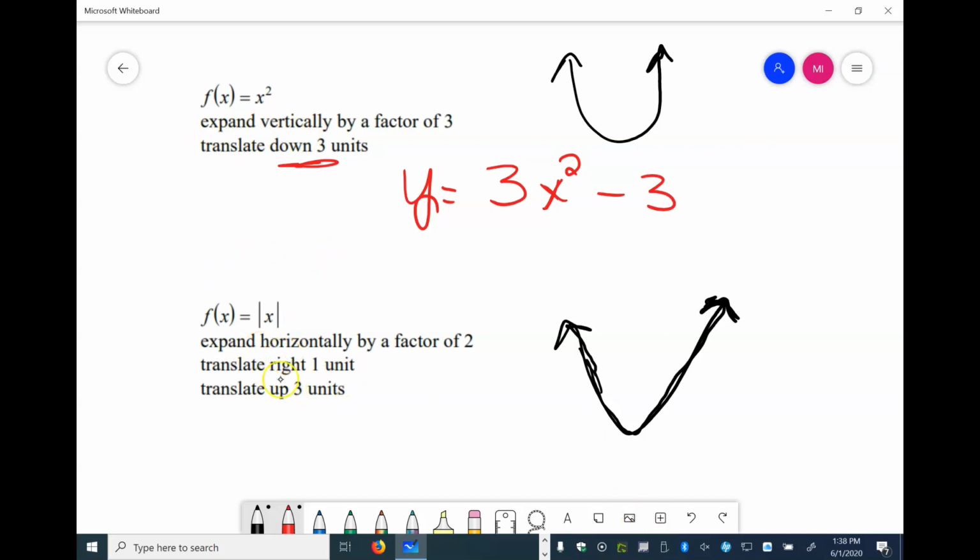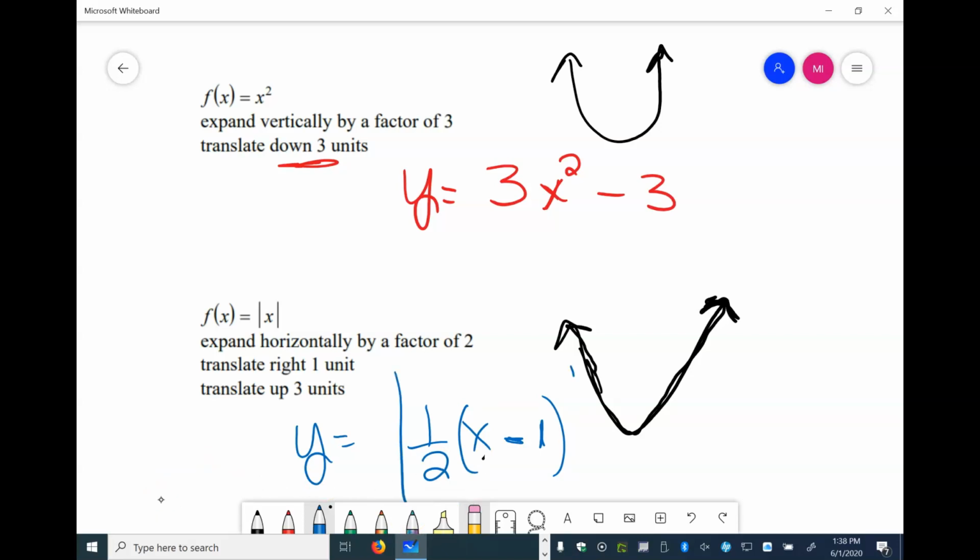So over here, for this one here, I'm going to have my y equals. And this time, I'm going to expand horizontally, this time a factor of 2. That means it has to be on the inside with the x. So a factor of 2 is going to be the 1/2 x, and then I'm going to put this also in parentheses. And then we're going to go to the right one. Remember, that's a minus because it's going to be on the inside. And then I'm going to put my absolute value there.